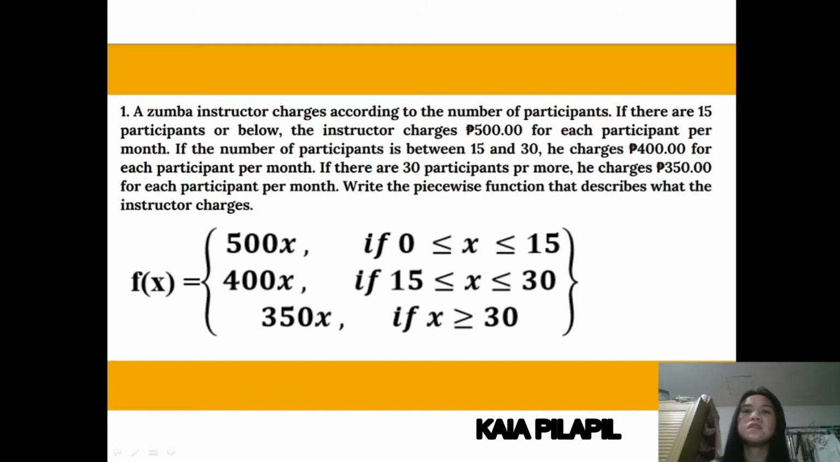The second condition: if x, or the number of participants, is greater than or equal to 15 but less than or equal to 30, then he charges 400 pesos per participant, or 400x. And lastly, if x is greater than or equal to 30, then he charges 350x, or 350 pesos per participant. So that is our piecewise function for 1.